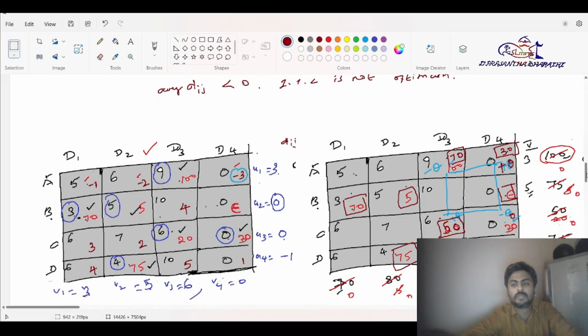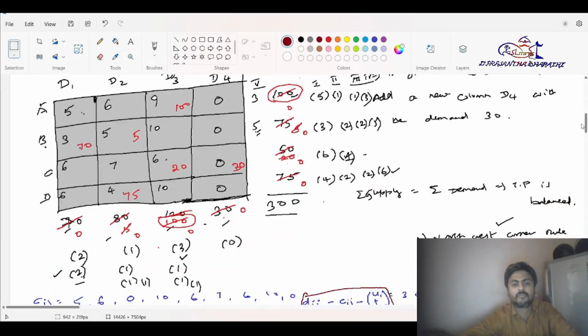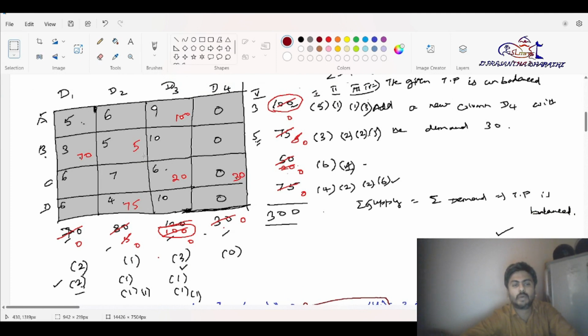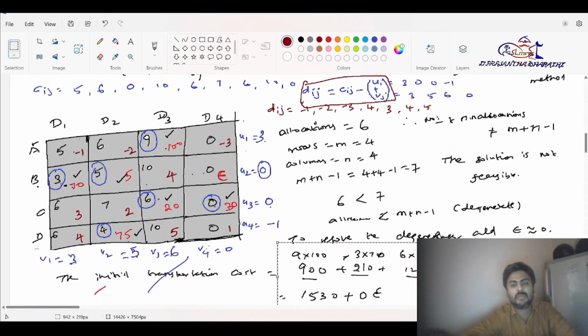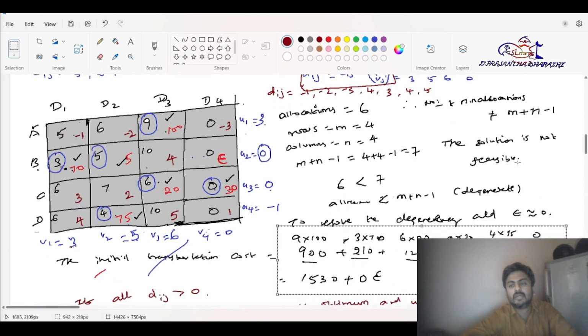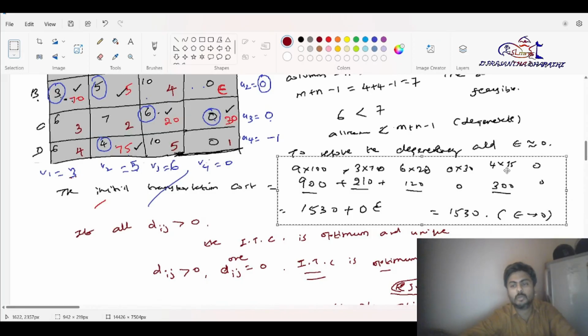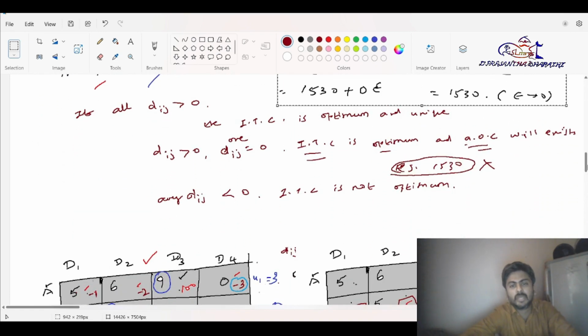After putting epsilon, the number of allocations are 1, 2, 3, 4, 5, 6. After putting epsilon here, the number of allocations becomes equal, so you can find the cost. But in many textbooks they don't find this cost because they know it is not optimum. It is not required to find the cost here, but keep in mind the cost now is 1530.